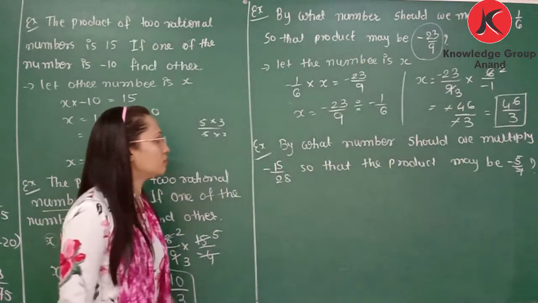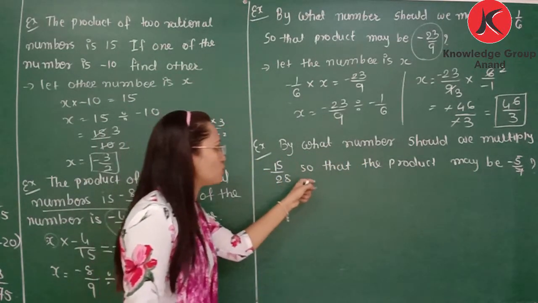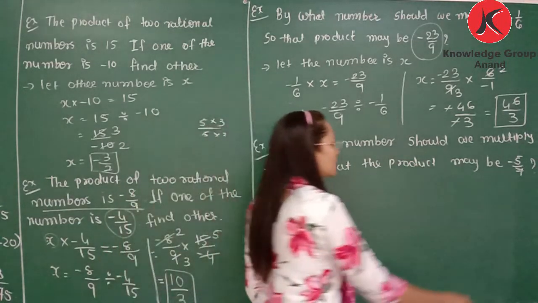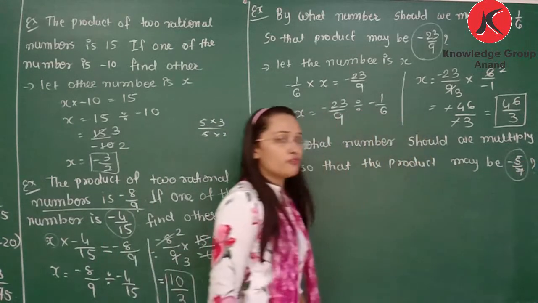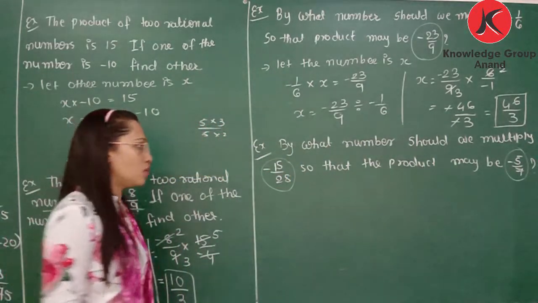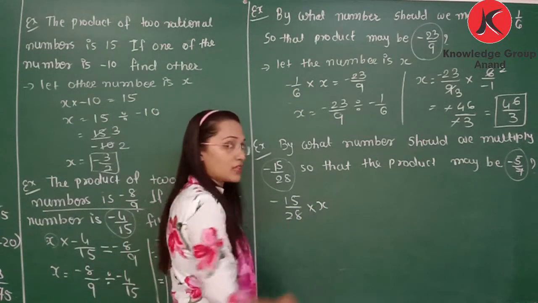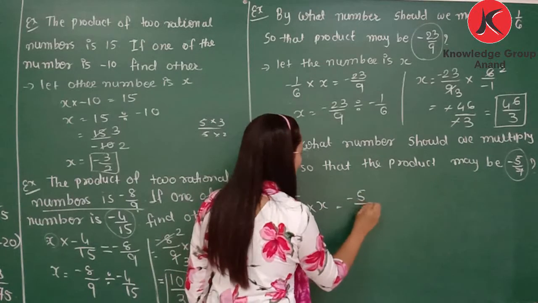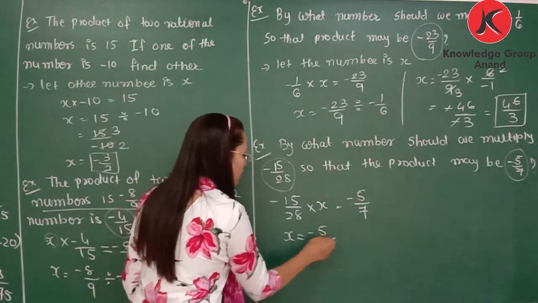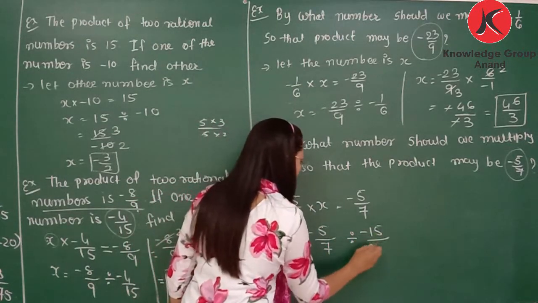Now next one. By what number should minus 15 by 28 be multiplied so that the product may be minus 5 by 7? So the product answer is minus 5 by 7. We should multiply minus 15 by 28 with some number. So let's find the answer. Multiply with x, the answer is minus 5 by 7. Now we need to find x. Minus 5 by 7 divided by minus 15 by 28.